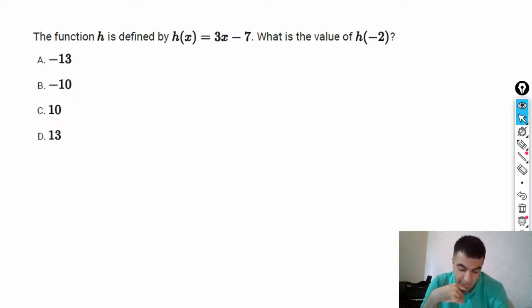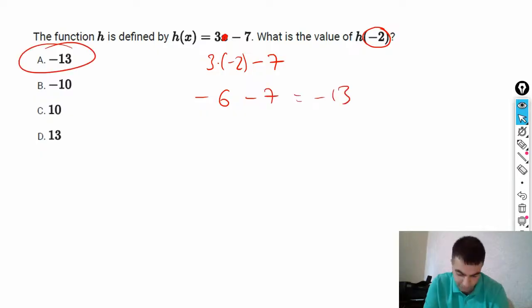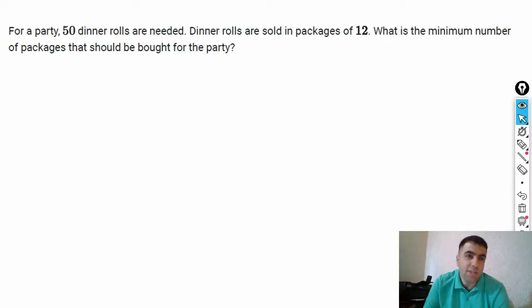And Mr. Saib and Mr. Farid, you are right. It is A. We are going to write negative 2 in the place of x, and it is equal to minus 13. The answer is A. You got it, Selcan. You got it. Good. Let's continue with the next question.